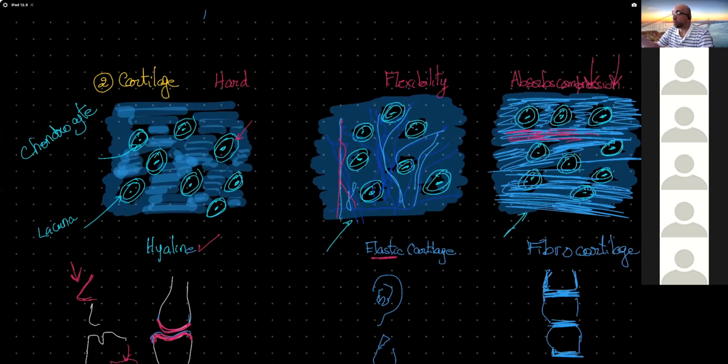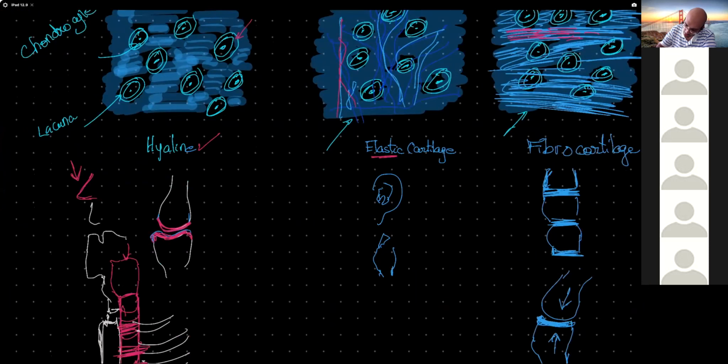All right, fibrocartilage. So what else do I have? Elastic cartilage. Remember, I do have it in a cartilage located above the larynx.